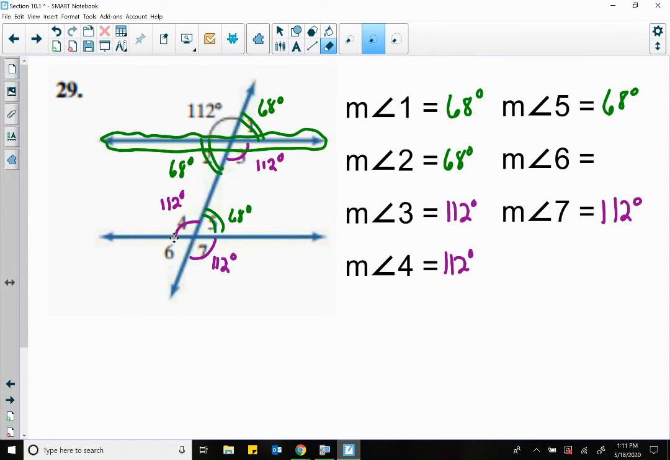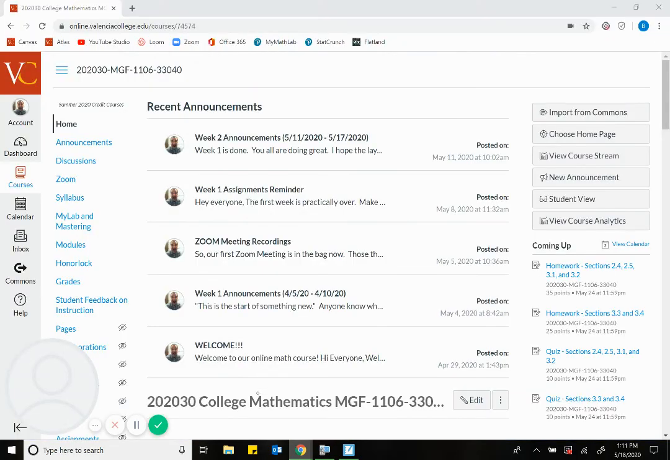And last but not least, we know that angle 6 has to be 68 degrees. Again, for a myriad of reasons. Vertical angles. Linear pairs between 6 and 7. Linear pair between 6 and 4. Alternate exterior between 6 and 1. Corresponding between 6 and 2. Lots of different answers. Know that vocab, guys. I promise it's going to make this thing a whole heck of a lot easier. And that right there wraps up section 10.1.